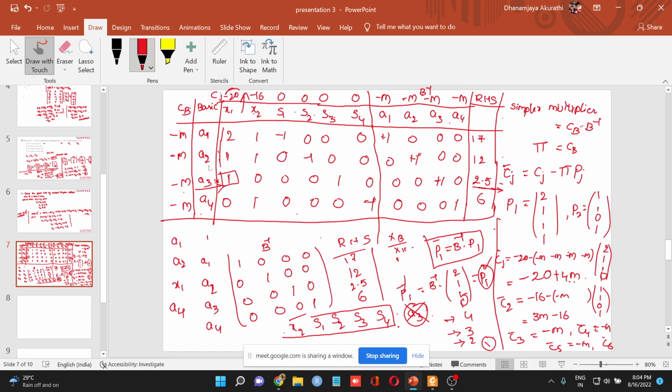Okay. So a degenerate solution means any of the basic variables has the value 0. Then we can say that it is degenerate. If a basic variable has a zero value, that is a degenerate solution. Then the one with the artificial variable is an infeasible solution.